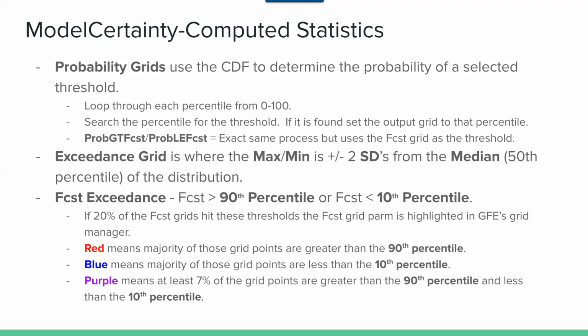This forecast exceedance grid is new to this build. This is basically looking at that 80% confidence interval. If your forecast is exceeding that 80% confidence interval, it will create this forecast exceedance grid, and it'll highlight your forecast red if at least 20% of the grid points are above the 90th. It'll highlight it blue if they're below the 10th percentile. And if you have grids that are both, this probably won't happen too often, but on certain weather days I could see it happen, it'll highlight them a purple color.